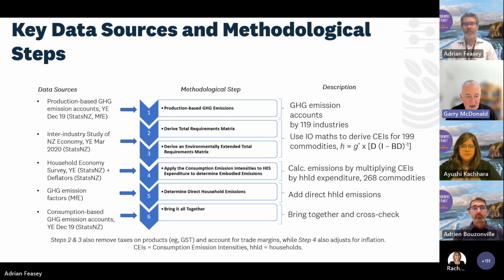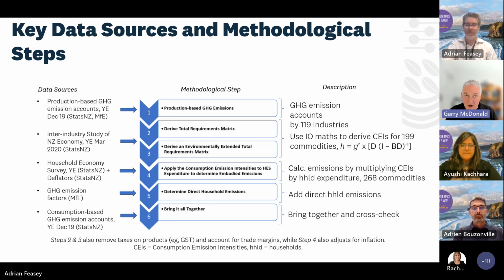A little bit of it is there. By taking that total requirements matrix and multiplying it by the production base, we get to the consumption base, which is what we've got there in step 3. We also start to then apply those.